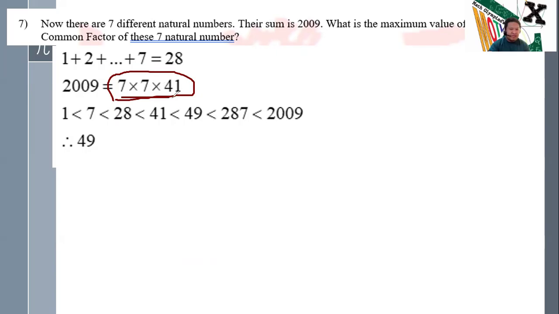Because of this prime factorization, we can find the factors of 2009 by combining each of them. Like 1 times 2009, 7 times 187, 28 times 49, and 41.